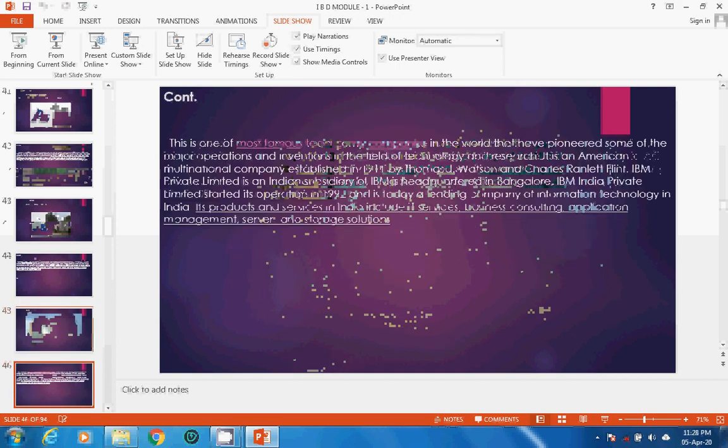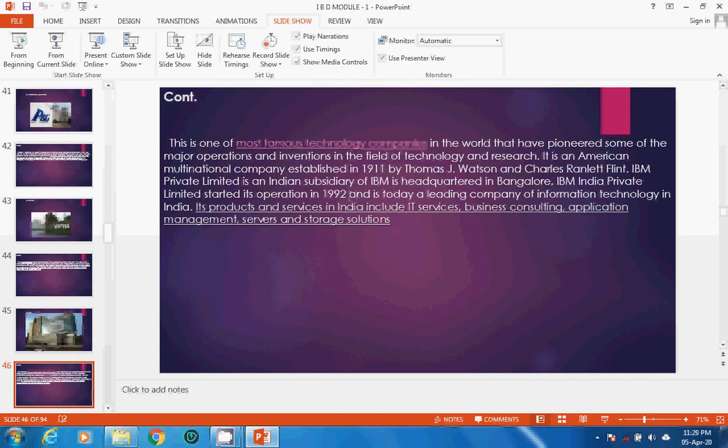IBM. This is one of the most famous technology companies in the world that has pioneered some of the major operations and inventions in the field of technology and research. It's an American multinational company established in the year 1911 by Thomas J. Watson and Charles Ranlett Flint. IBM India Private Limited is an Indian subsidiary of IBM, headquartered in Bangalore. It started its operation in 1992 and is today a leading information technology company in India. Its products and services in India include IT services, business consulting services, application management, servers, and storage solutions.